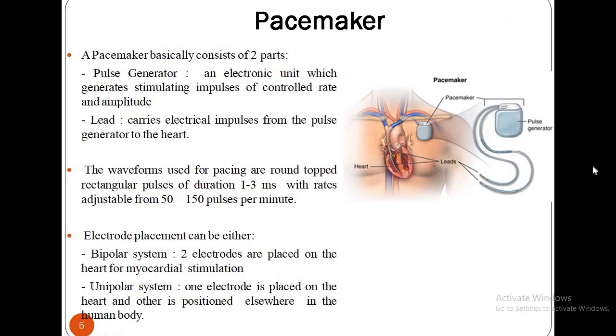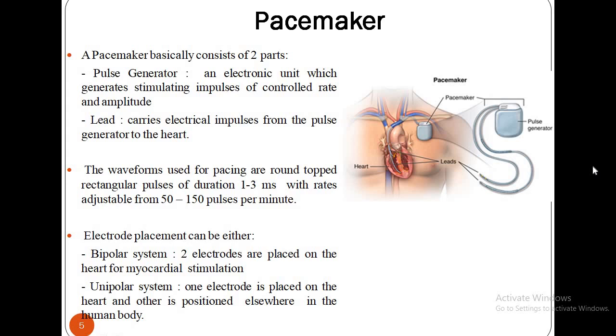A pacemaker basically consists of two parts: an electronic unit which generates stimulating impulses of controlled rate and amplitude, known as pulse generator, and the lead which carries the electrical pulses from the pulse generator to the heart. The impulse forming circuit determines the frequency and duration of the impulses. This is usually a multi-vibrator circuit with adjustable rate and fixed pulse width. The output circuit determines the shape and amplitude of the impulse.